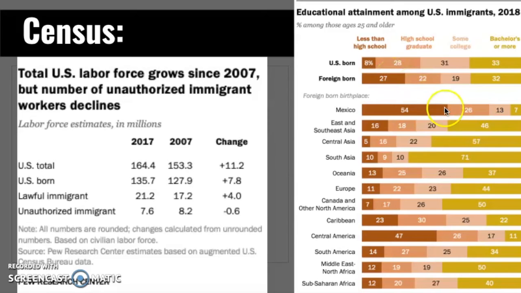So you can check out which groups are college educated. Well, it looks like South Asia, holy smokes, 71%. So the immigrants coming from there are going to college. Central Asia is another high one. Canada, you have East and Southeast Asia, the Middle East, even Sub-Saharan Africa. Some of the higher ones with less than high school will be Central America and Mexico. Also Caribbean, almost at a quarter.